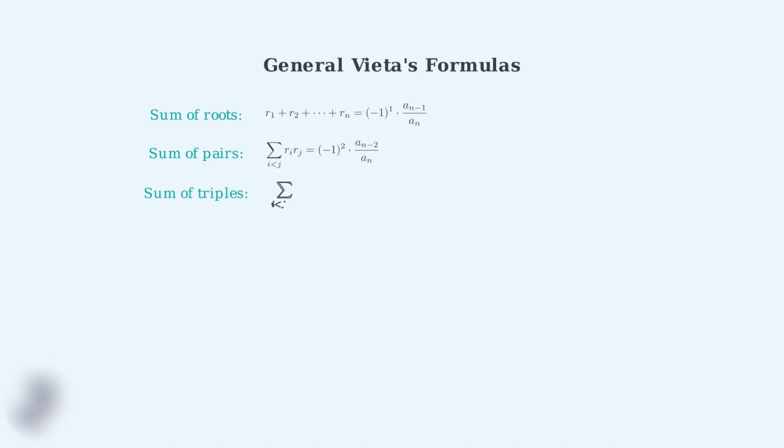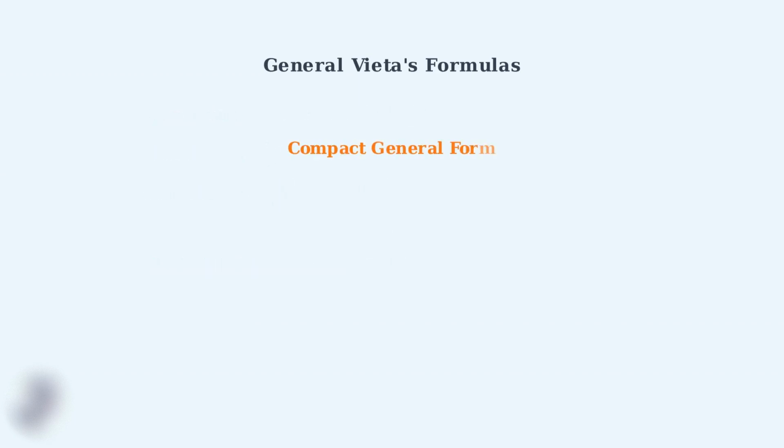The third relationship involves the sum of all products of roots taken three at a time. Notice how the pattern continues with (-1)^3. This pattern continues all the way down to the final relationship. The product of all n roots equals (-1)^n times the constant term divided by the leading coefficient. We can write the complete general formula compactly.